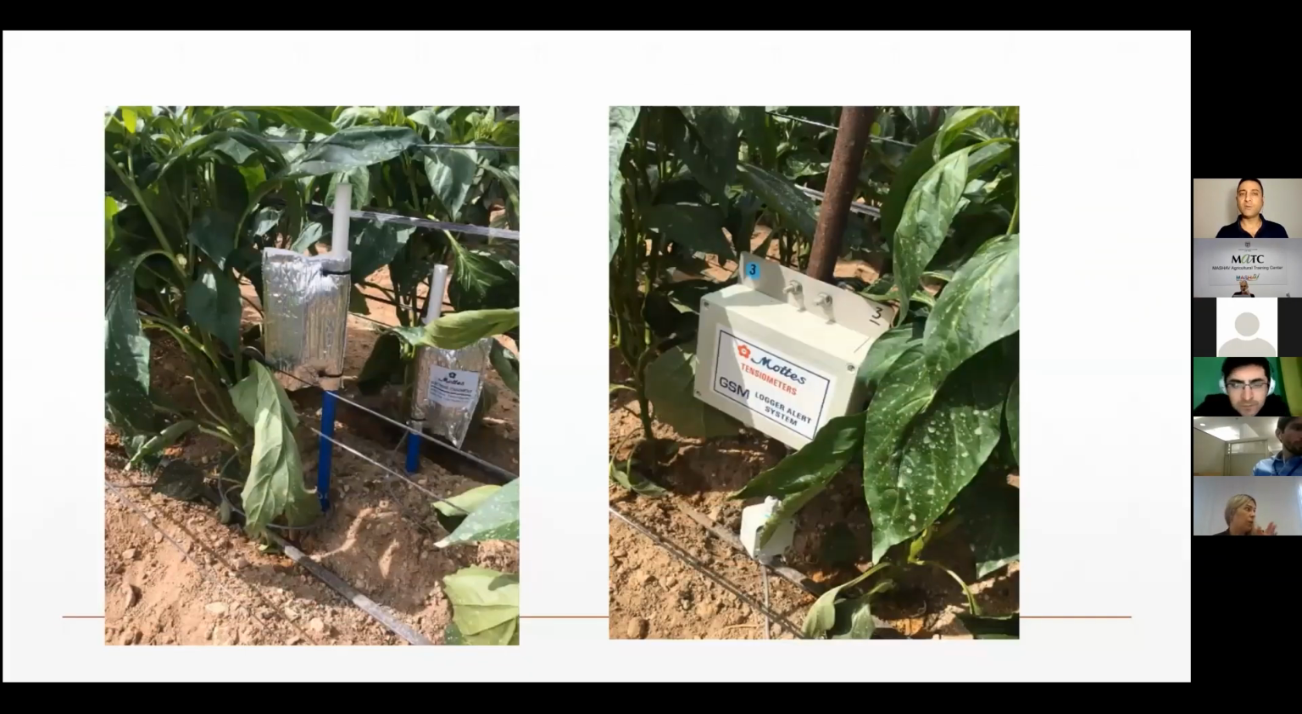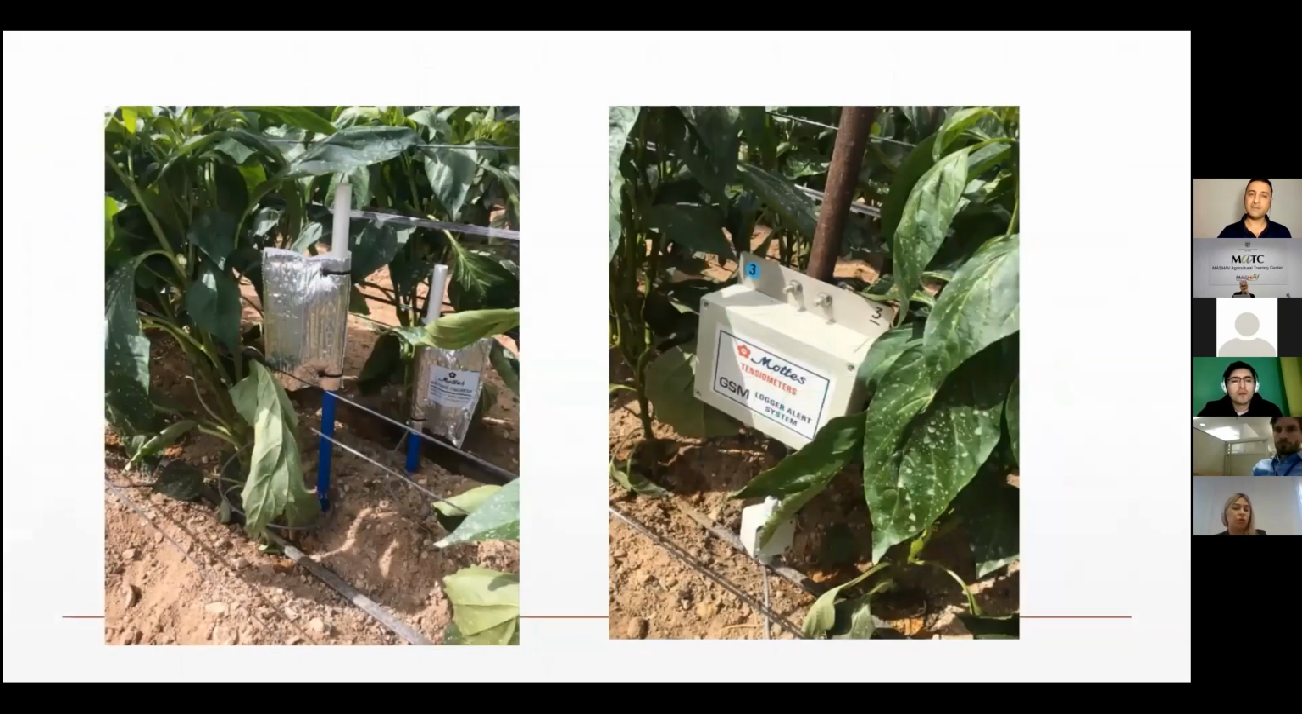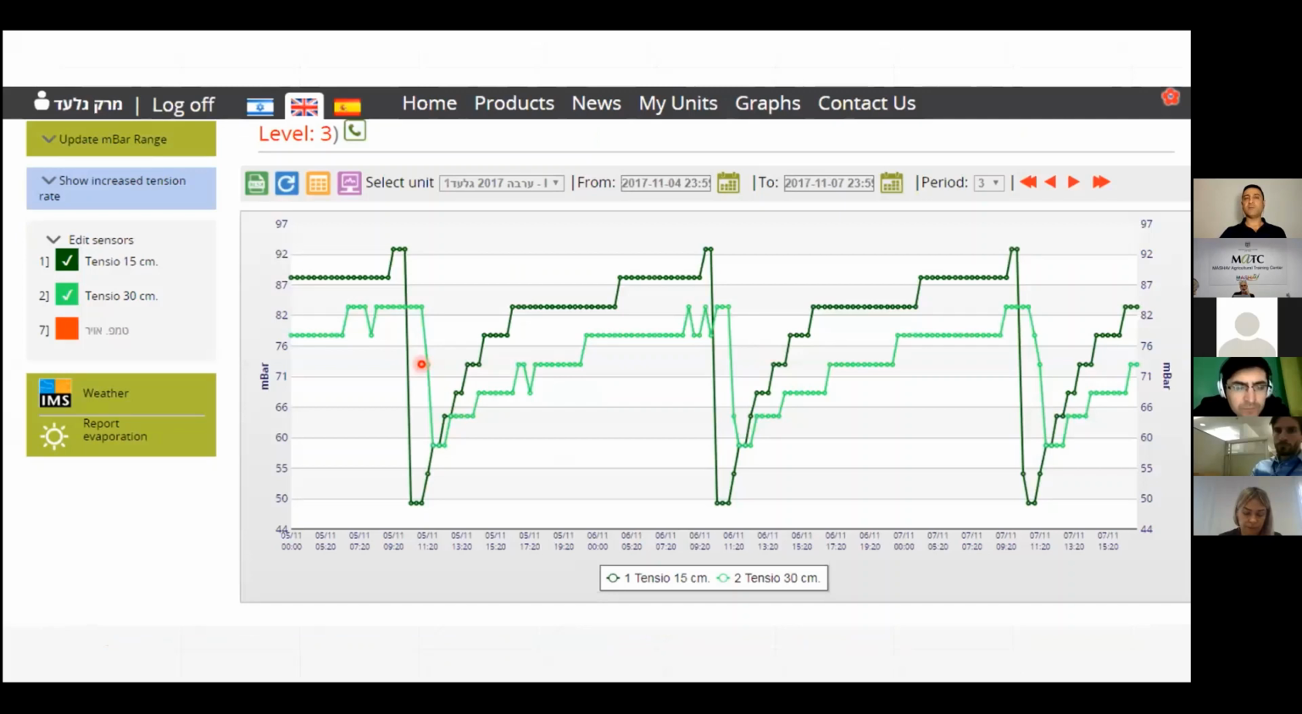In the field, it will look like this. Okay, these are the tensiometers. This is the box for transferring the data. This is actually a cellular unit. And then we will have a graph like this. When the tension reduces, that means irrigation. And over here, we have 2 depths. One of them is 15 centimeters below the surface. This is 30 centimeters below the surface.